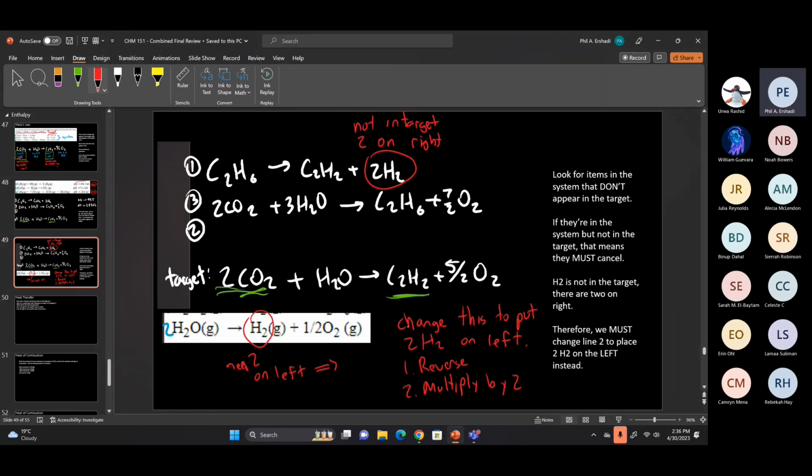It looks like someone said divide by 2 earlier. You actually want to multiply it by 2. Because if we reverse it and multiply it by 2, we'll now have 2H2 plus 1O2 yields 4 water.